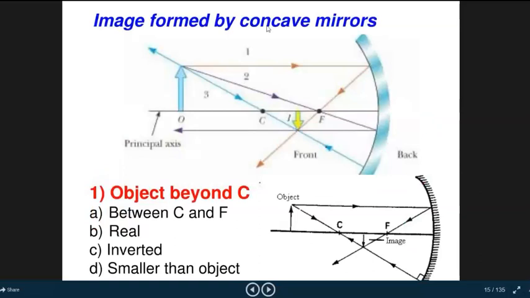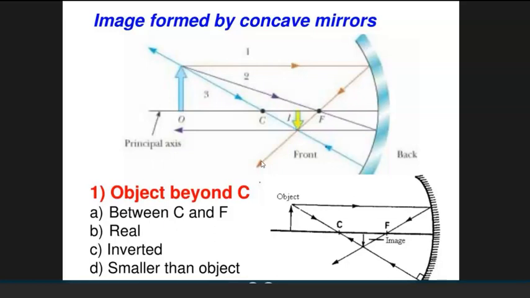Now, see here, image formed by concave mirrors. Object is placed here beyond the center of curvature, away from the center of curvature. In order to draw the ray diagram, first of all, what we have to do? We have to draw first spatial ray, that is, a ray passing from the tip of the object and parallel to the principal axis. Then after reflection, this ray must pass through the principal focus like this. So this is the first spatial ray.